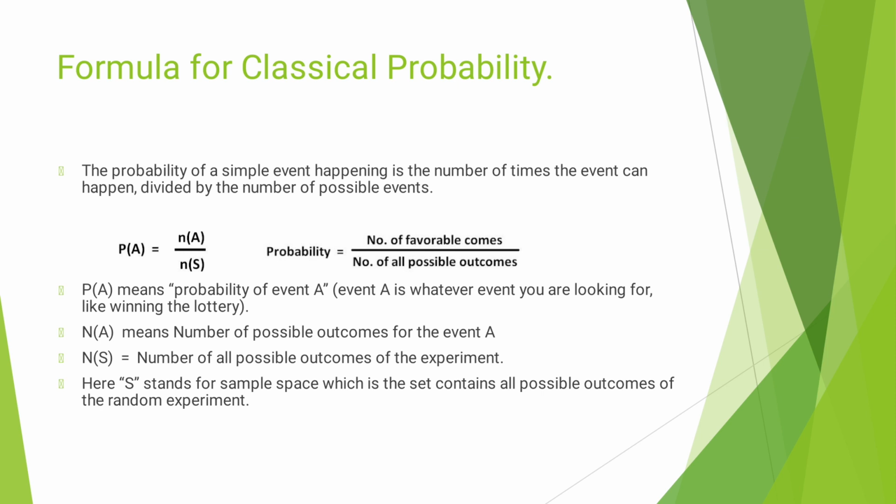So here is the formula of classical probability. Once again I'm going to repeat: P(A) = n(A) / n(S). n(A) is the number of favorable outcomes and n(S) is the number of possible outcomes. Probability equals the number of favorable outcomes divided by the number of all possible outcomes. P(A) is the probability of event A, and n(A) means the number of favorable outcomes for the event.